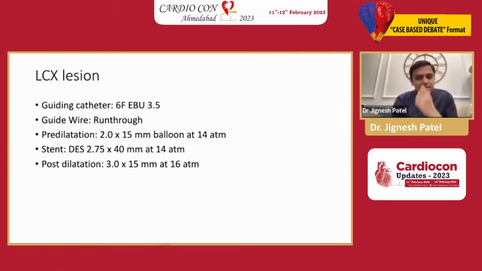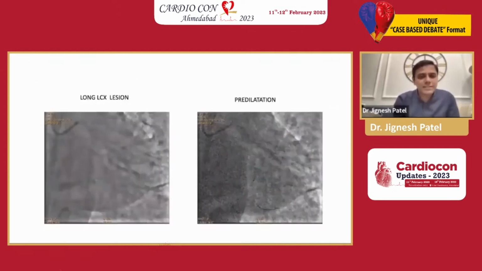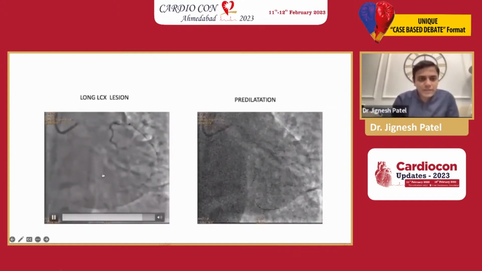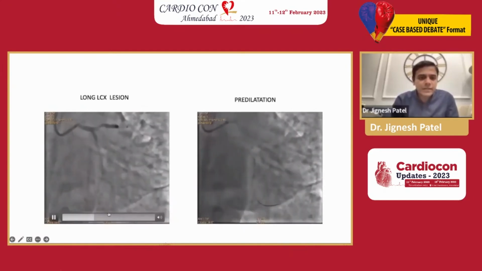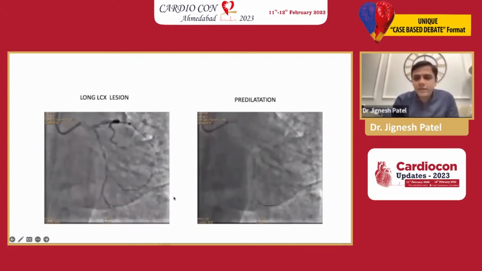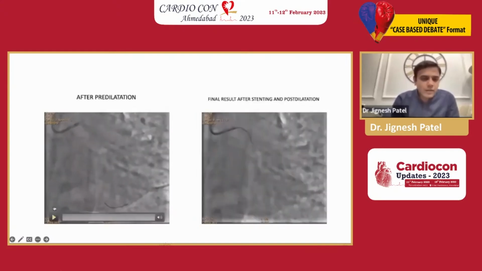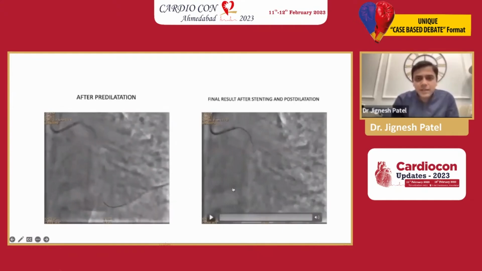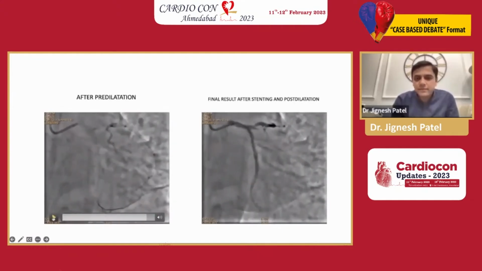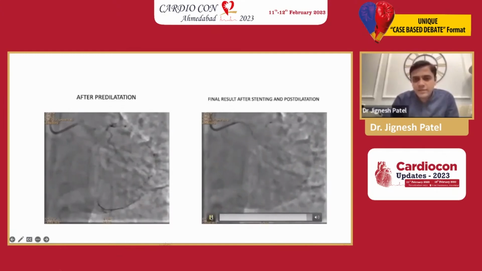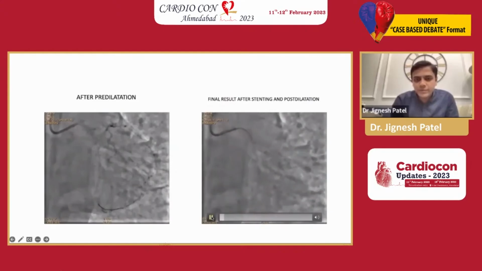Now coming to the circumflex lesion, circumflex was not that bad a lesion. Here you can see that I already showed the left coronary angiography. There was a significant critical lesion at the origin of the OM. We pre-dilated, then we put a 2.75 millimeter by 40 millimeter stent from proximal to distal circumflex, and this is the final result, after the post-dilatation with the 3.0 millimeter balloon.